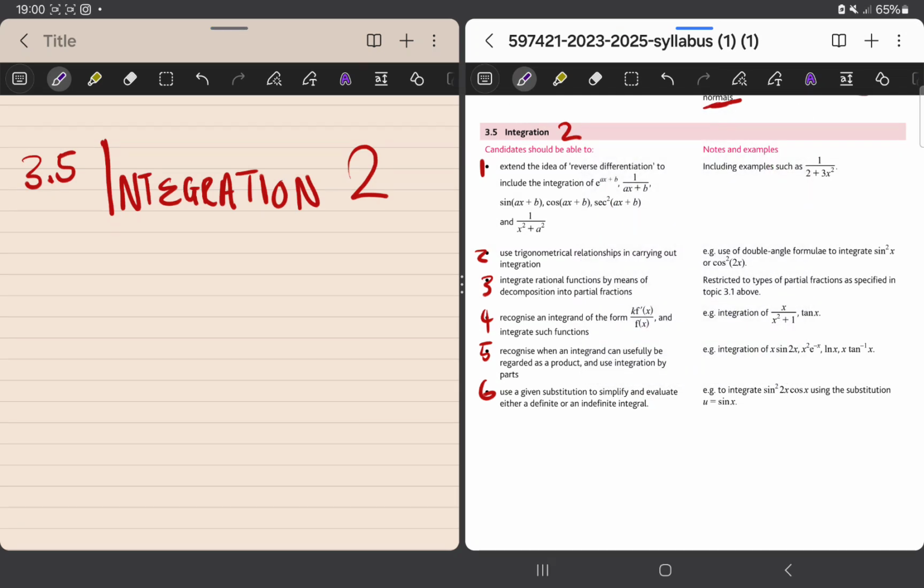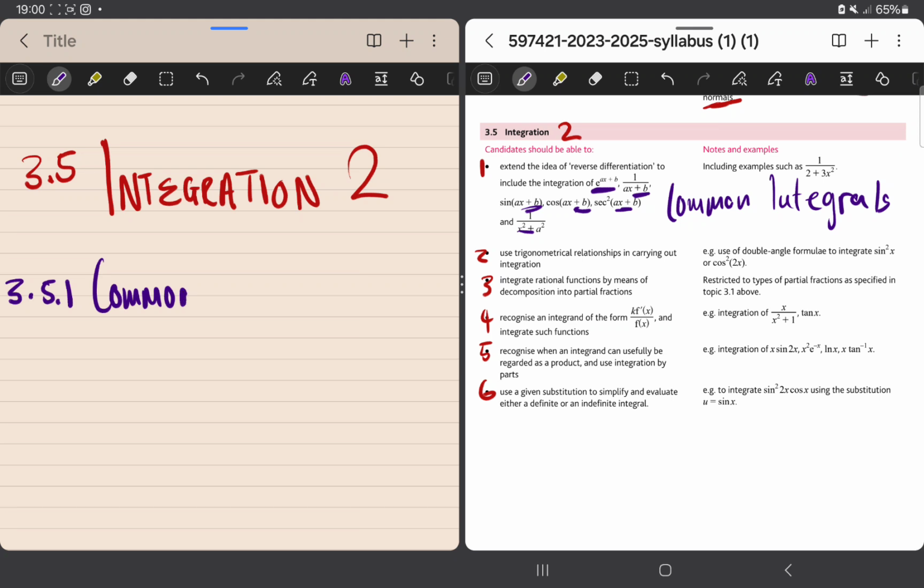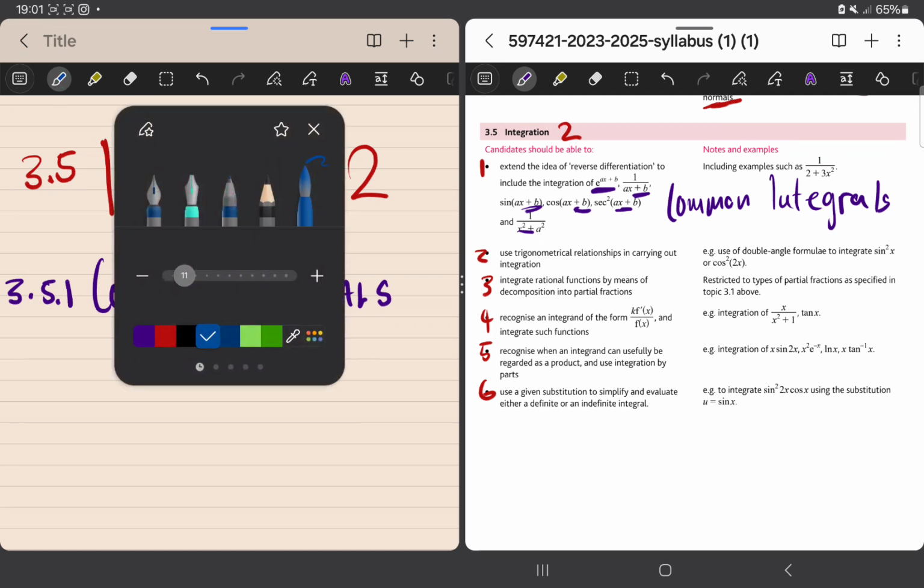The first one, you can see here, they say, extend the idea of reverse integration to this guy, this guy, this guy, this guy, this guy. What are these? These are called common integrals, okay? We've seen common derivatives. Now, these are called common integrals. So the first thing, 3.5.1, is going to be common integrals. We must know common integrals. We must be able to integrate those guys. How many are they? There are 6. You must be able to know what you get when you integrate all 6 of them.